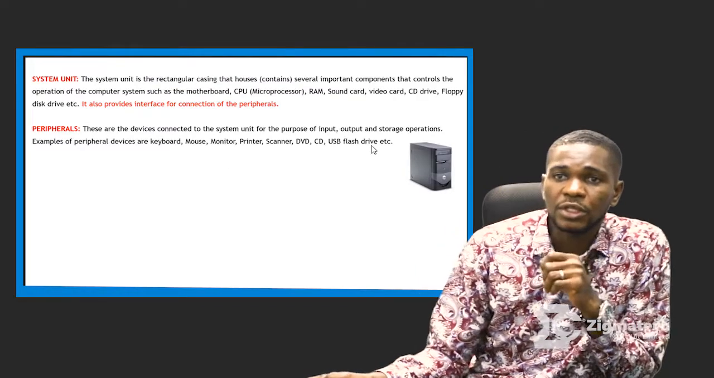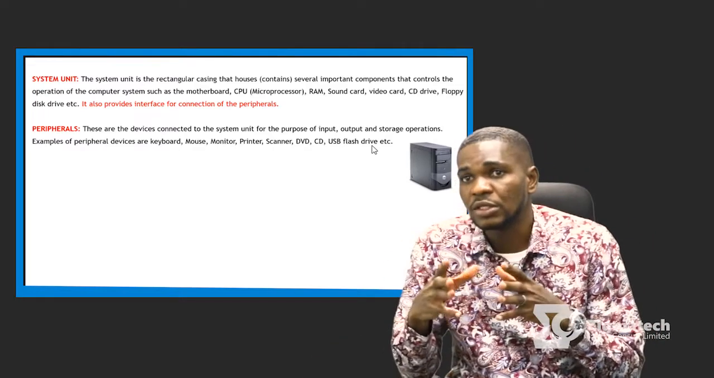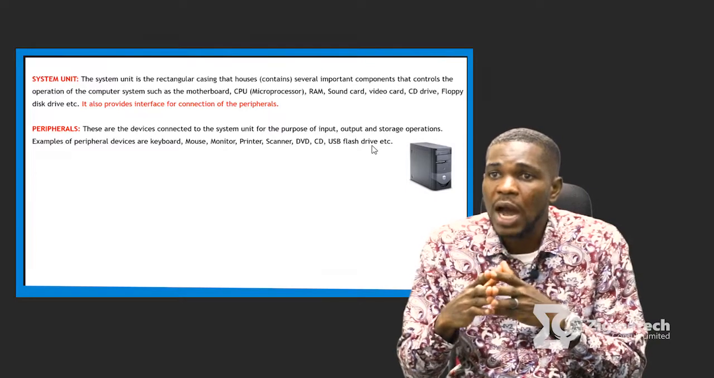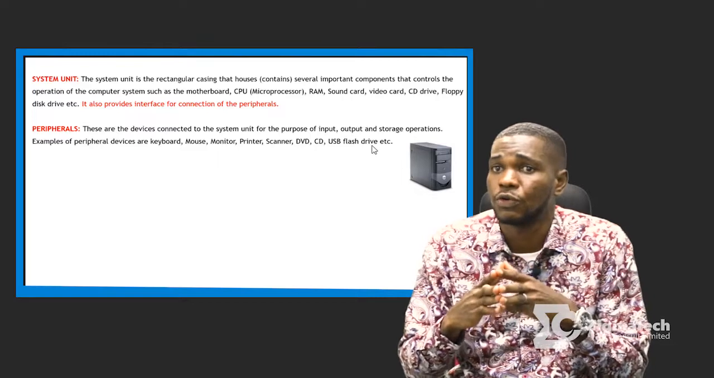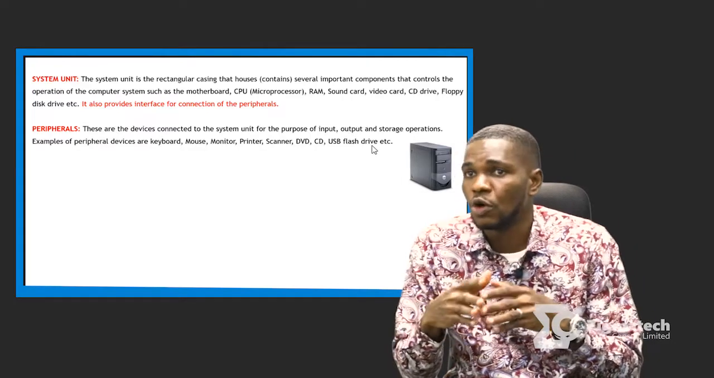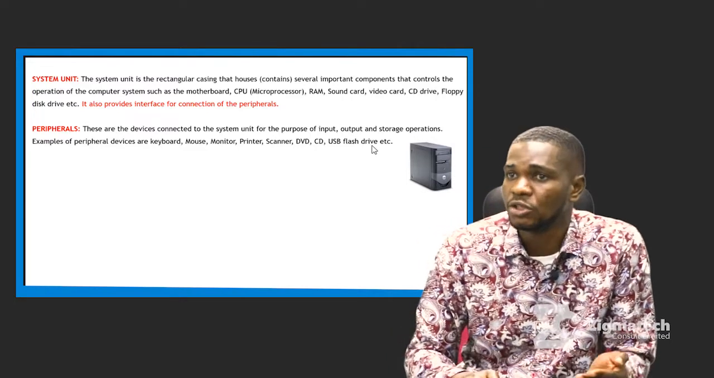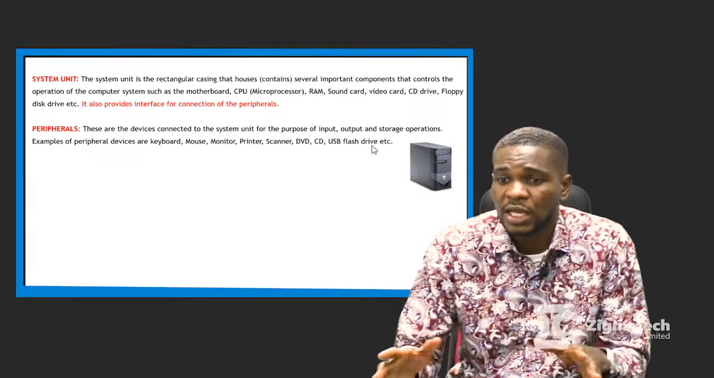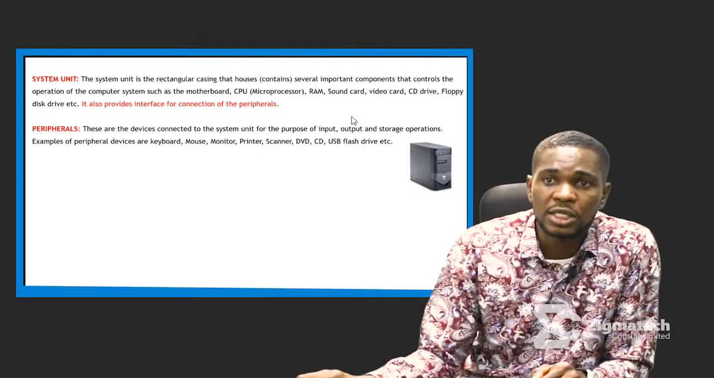First, let's talk about the system unit. The system unit, as we all know or must have seen, is the rectangular casing whose major function is to house the several important components that control the operation of the computer system, such as the motherboard, the CPU or the processor, the RAM, the sound card, the video card, the CD drive, and any other internal component that cannot be seen externally in the computer environment, but is housed inside the system unit.